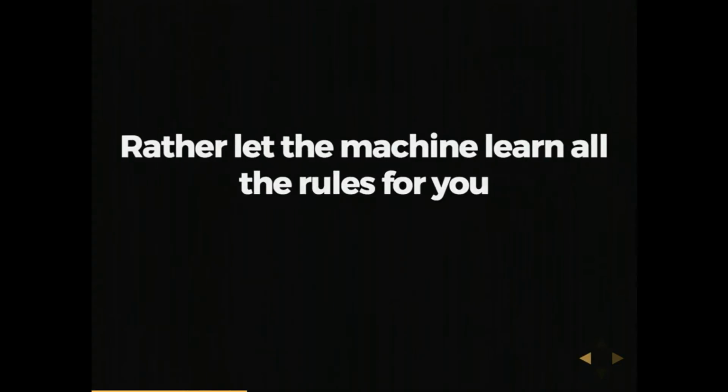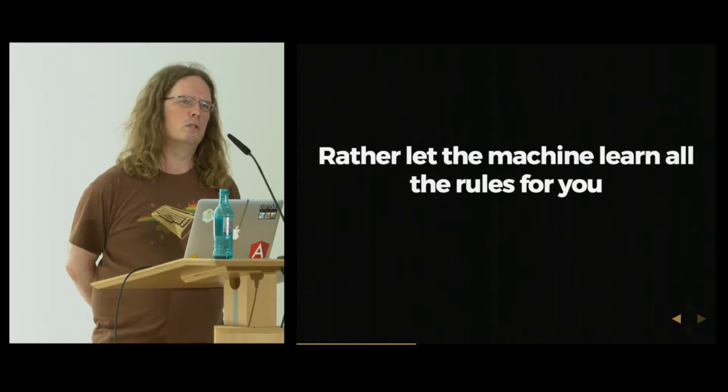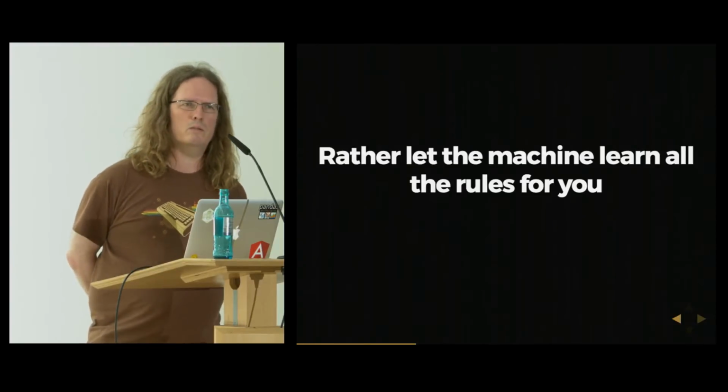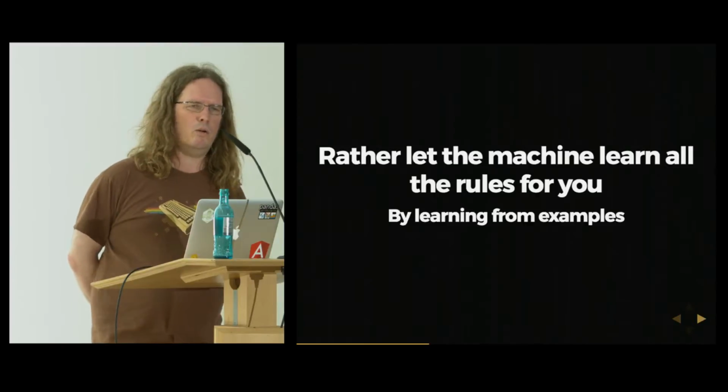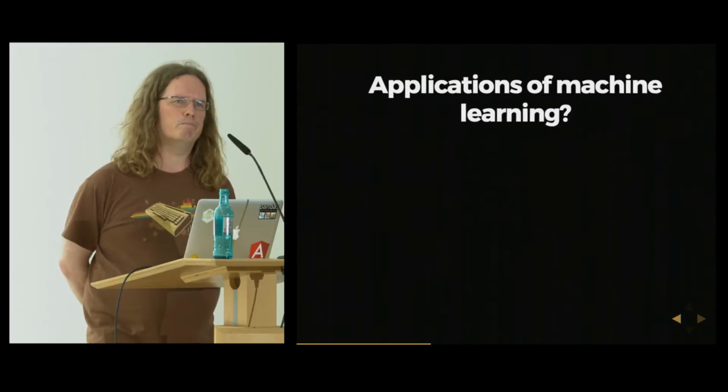So instead, you rather let the machine learn for you. You let the machine learn the rules. There are different technologies to do that, but basically you feed in examples, and from those examples, you make the machine learn. That's machine learning.